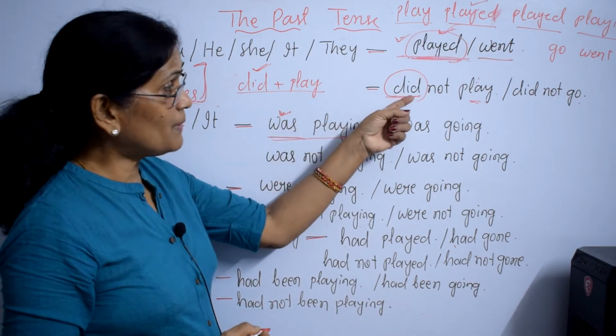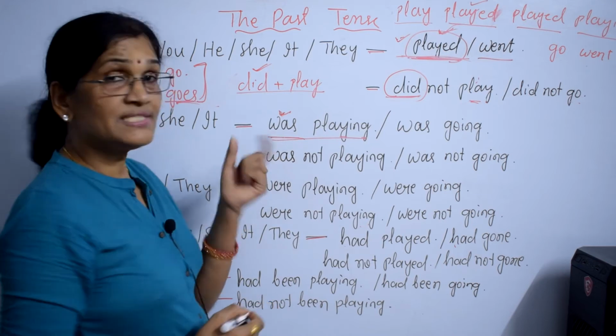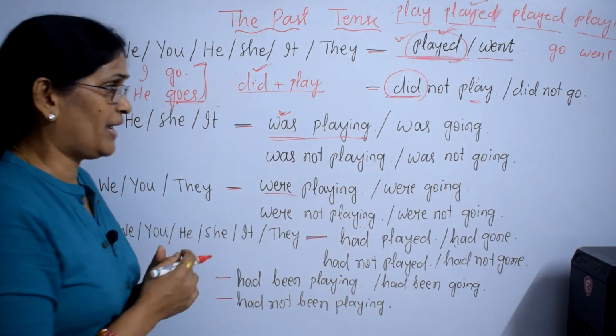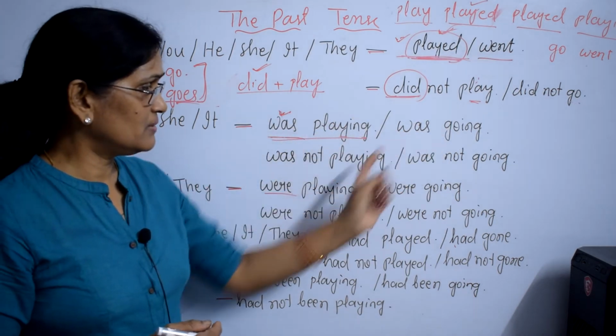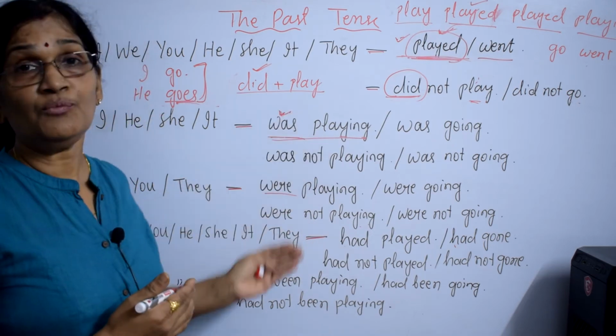This is do verb, past do verb. Did is past do verb. Was is past be verb. Was and were. Was playing, were playing. Was going, were going. As for the subject, we use was or were.